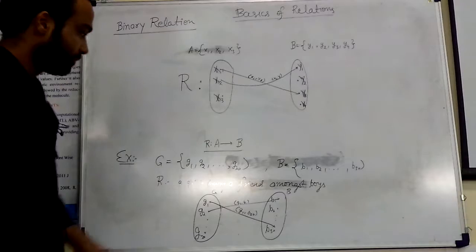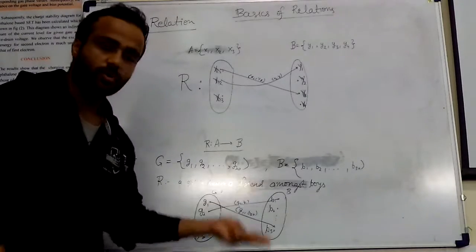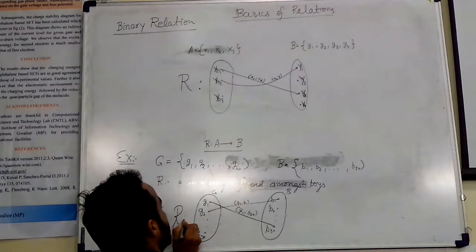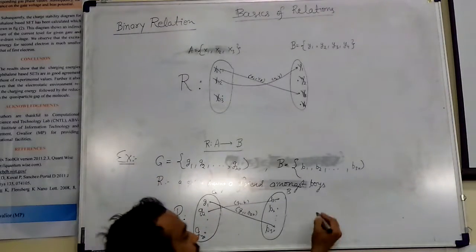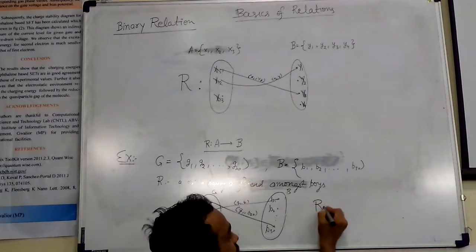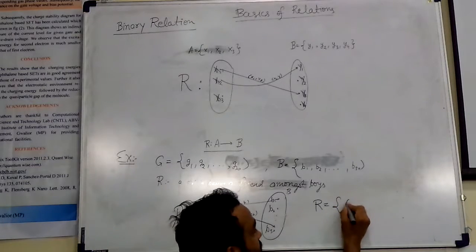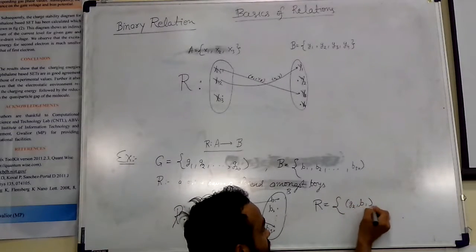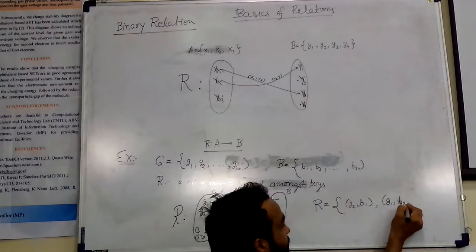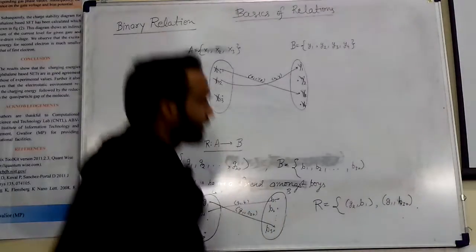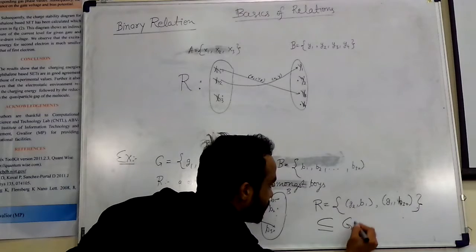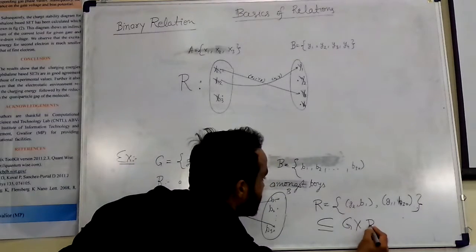So what do we say? There are only two girls who are having friends amongst boys. So I say that there is a relation R from set G to B, and R is a set containing the sequences (G2, B1) and (G1, B30), which is obviously a subset of G cross B.